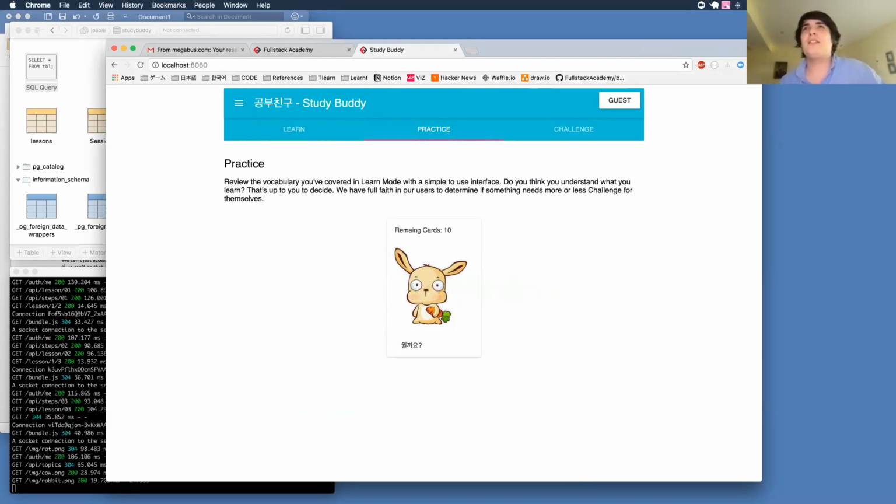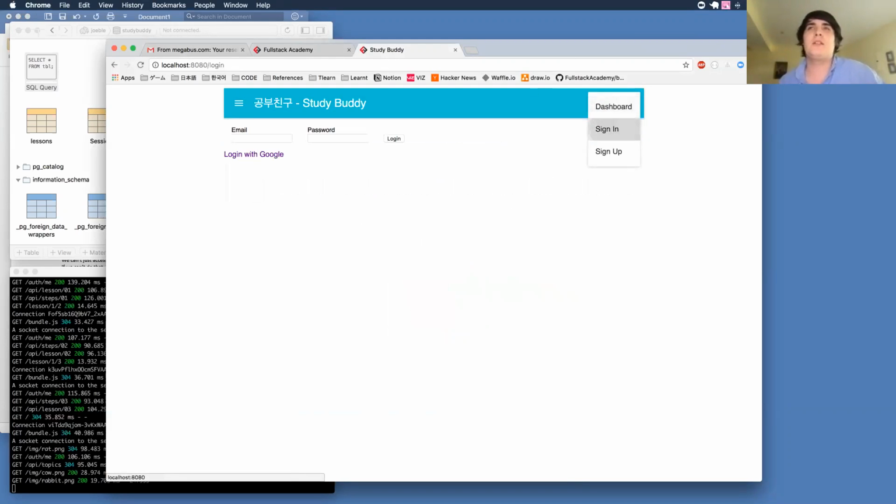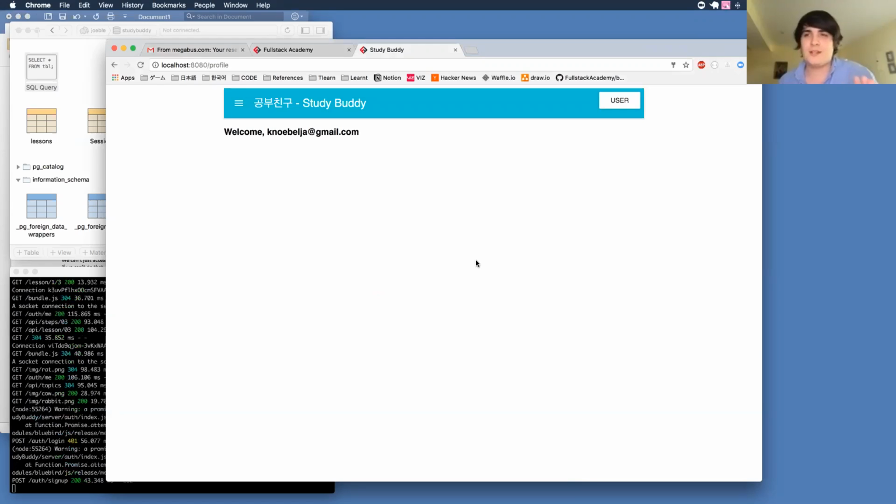Anyway, the other thing that I wanted to build out is a sign-in feature, so you can log in. I reset my database so I can sign up. And then here on a profile page, you could potentially track stats, like what kinds of points you're struggling on, and what kind of vocabulary you could spend more time reviewing, and stuff like that.